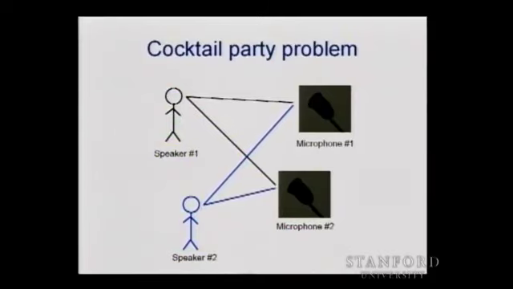Each microphone will pick up an overlapping combination of these two people's voices, but slightly different overlapping voices. So speaker 1's voice may be louder on microphone 1, and speaker 2's voice may be louder on microphone 2, whatever. But the question is, given these microphone recordings, can you separate out the original speakers' voices?